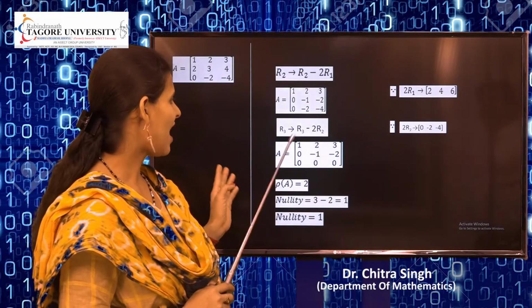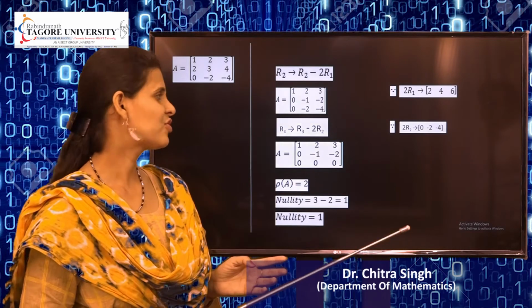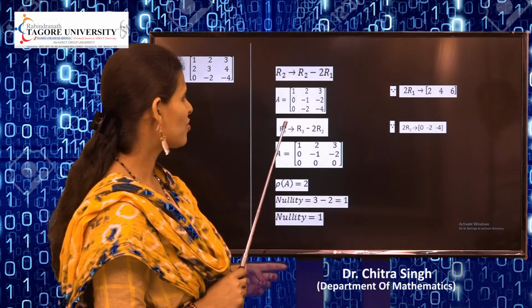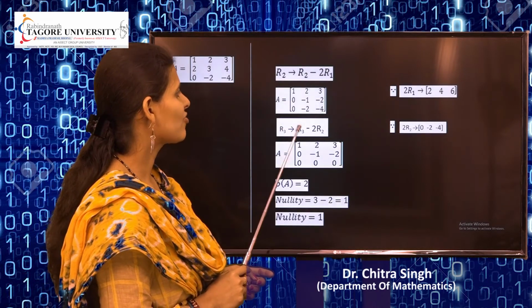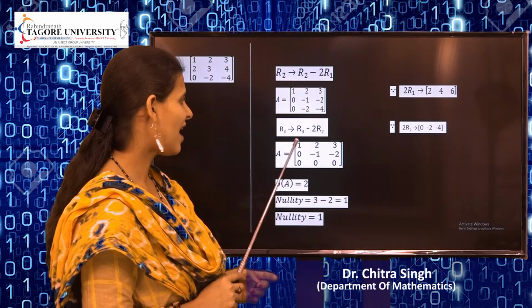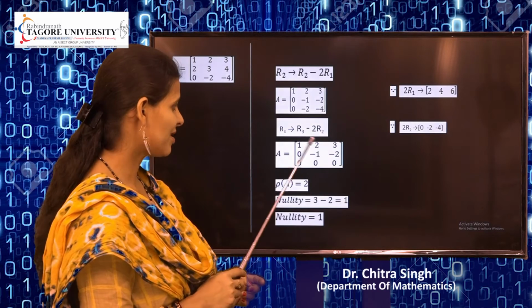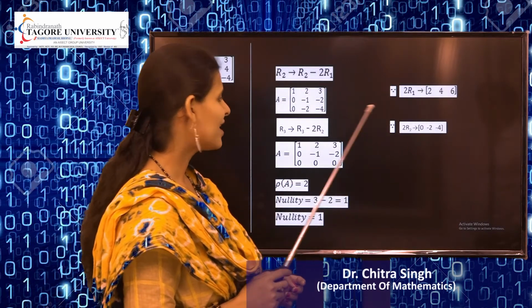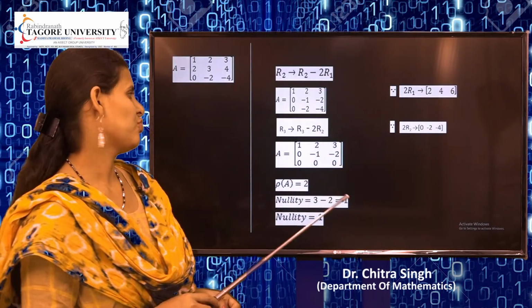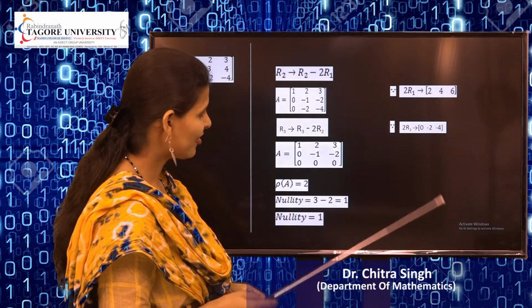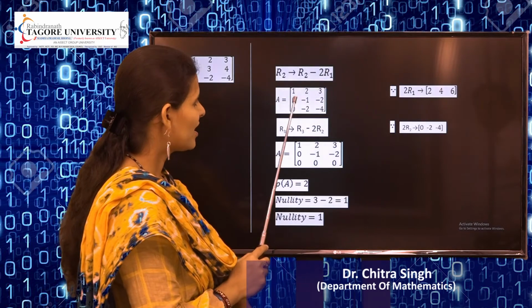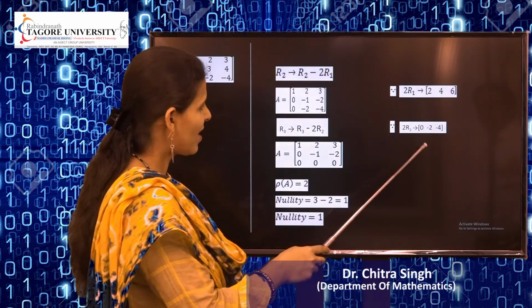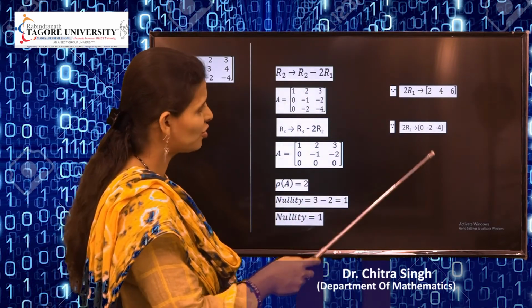The row operation is R3 tends to R3 minus 2R2. Your R3 row is 0, minus 2, minus 4, and R2 row is 0, minus 1, minus 2. So we subtract R3 minus 2R2. We multiply the R2 row by 2: the first entry is 0, minus 1 into 2 gives minus 2, and minus 2 into 2 gives minus 4.